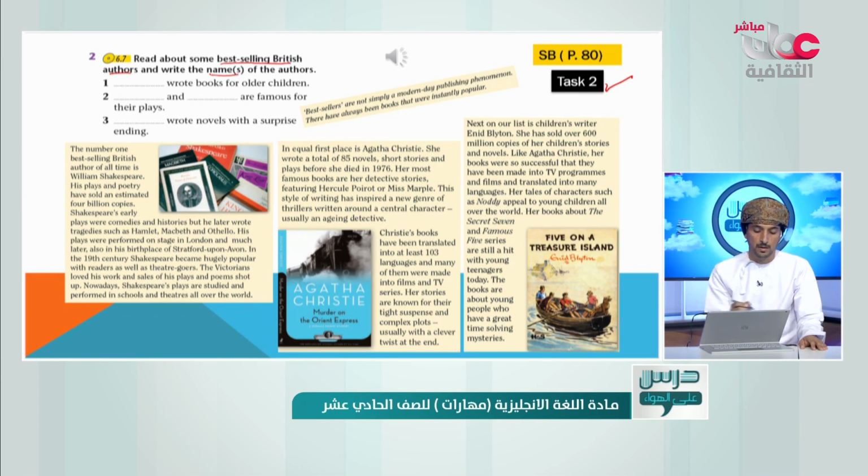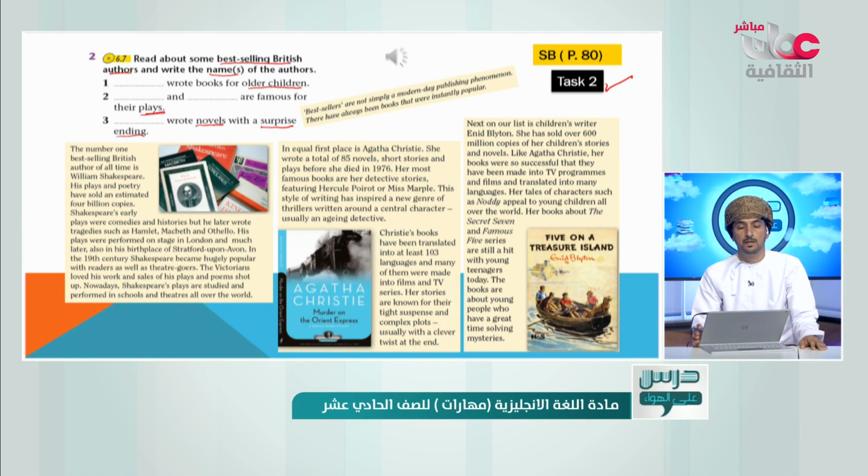In number 1, you should write the name of the author who wrote books for older children. So I want you to focus on this phrase, older children. Number 2, famous for their plays. We have got 2 authors who are famous for their plays. And finally, number 3, we have got novels. He or she wrote novels with a surprise ending.